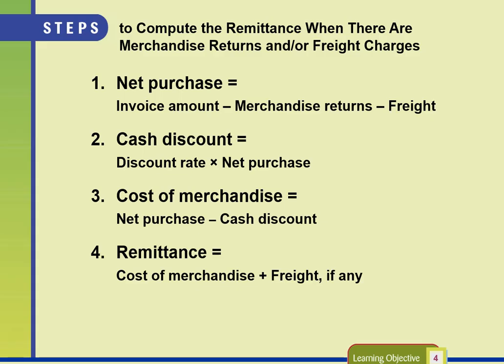And so that's the total that the buyer is actually going to pay. And so generally, the buyers don't get a discount on the shipping or freight charges, and that's why we subtract it before we calculate the cash discount, and then at the end we add it back.